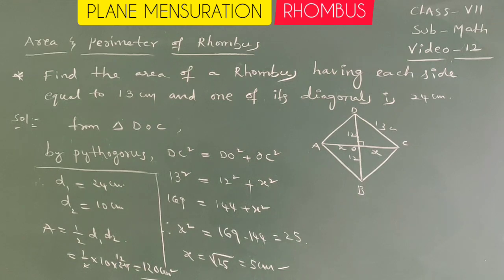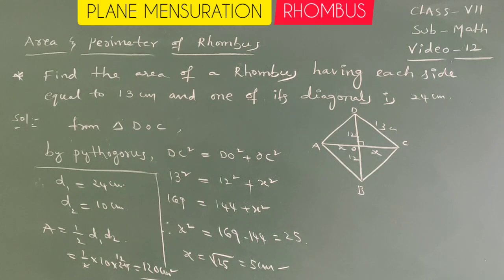Diagonals are perpendicular bisectors. That's why 24 becomes 12 and 12. From the triangle DOC, one of the sides is 12, another is 13, which is the hypotenuse, and the other side let it be x. Automatically they are bisecting each other, that's why that one also is x.